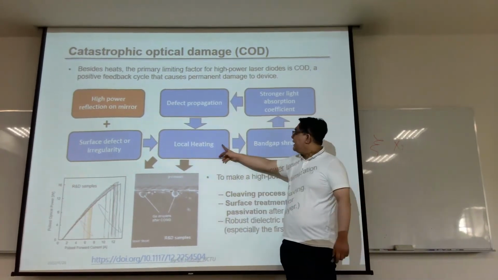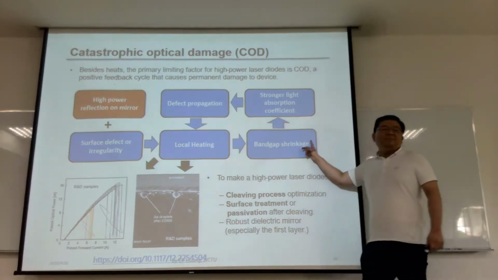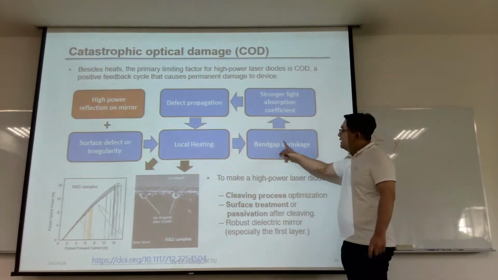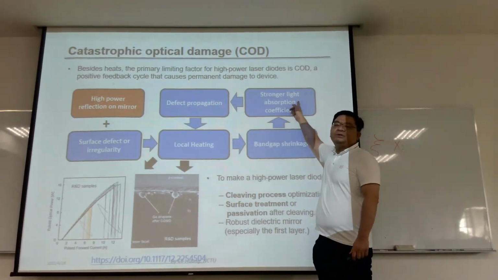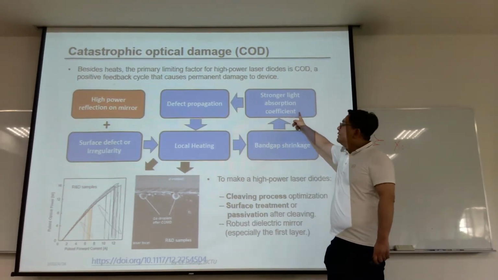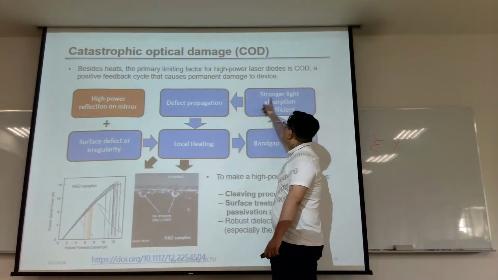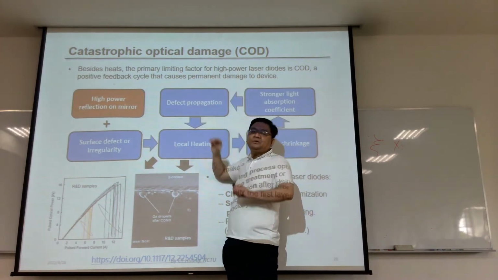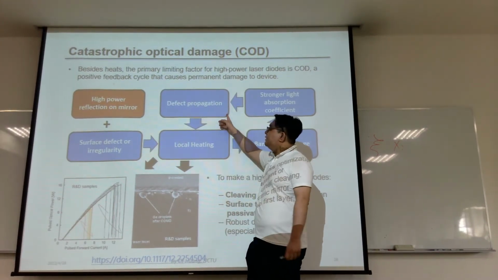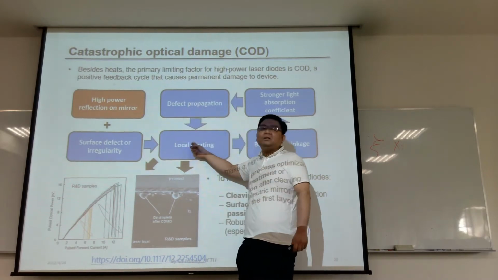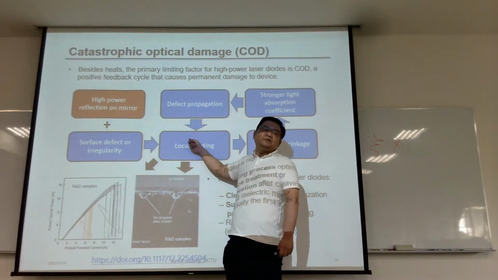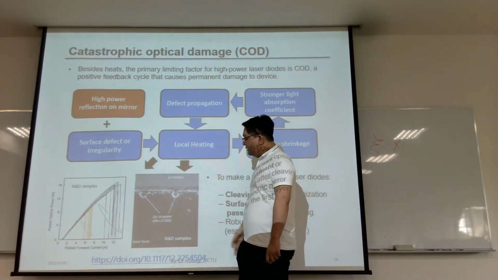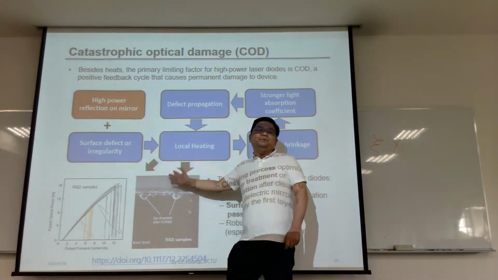And when the heating is high, the band edge will shrink because of the renormalization effect. With a smaller band gap, it will further increase your absorption coefficient. With a higher absorption coefficient, or more energy above that, the original defect might propagate or increase, and so your defect density increases locally. The local heating becomes even higher at such a point, so it forms a death circle. Then the whole facet just explodes.